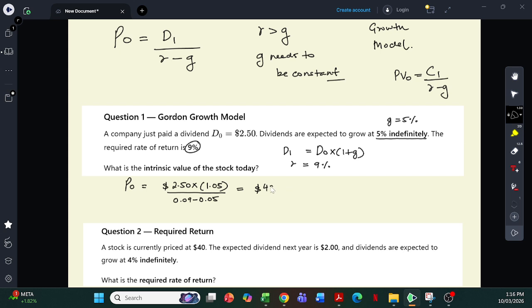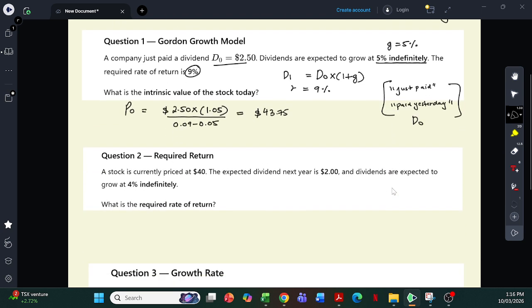Pretty simple, straightforward. The biggest mistake that students make, again, is that they treat this as dividend at time 1. Anything that says 'just paid' or 'paid yesterday' represents the dividend that was paid one period prior. This signifies dividend at time 0.